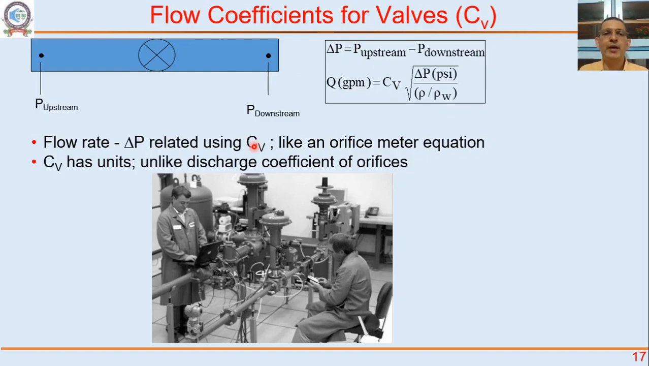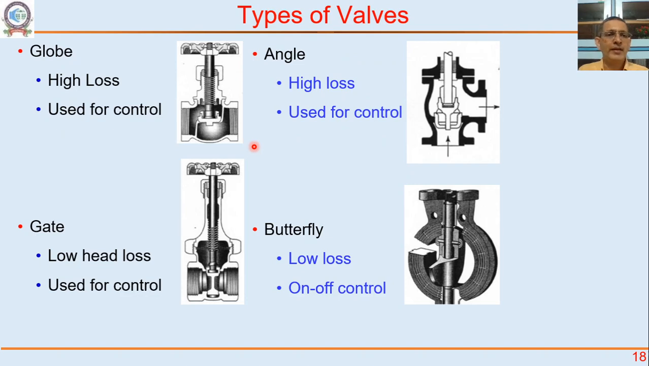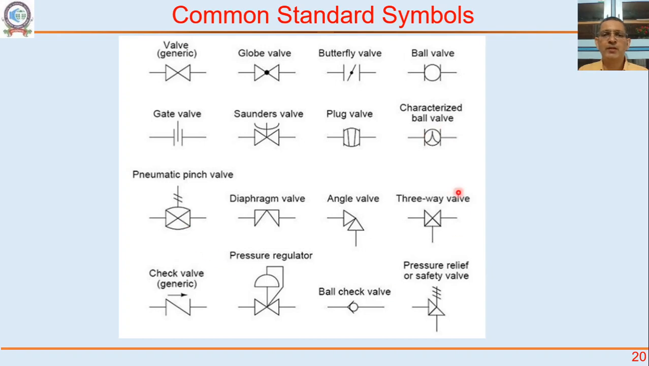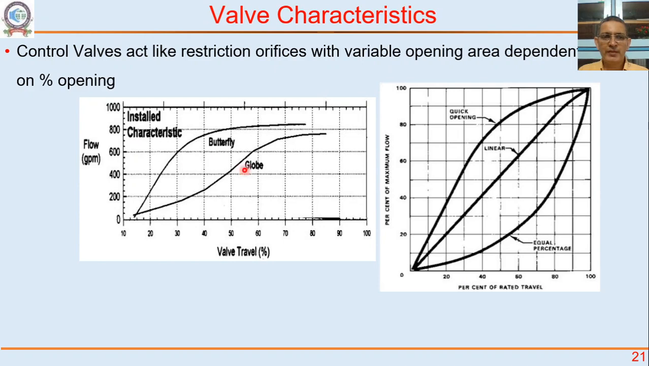What size of valve do I need? Okay, there are different types of valves: globe valve, gate valve, angle valve, butterfly valve, ball valve, plug valve. What we will do is we'll see a small video. There are standard symbols that people use when you're designing pipelines, and this is something we will see. But as you open the valve, you will have an experiment wherein you change the travel of the valve, which means you open more, say 10% open, 20% open, 30% open, 70% open, 90% open, 100% open, and how the flow changes. These are called valve characteristics.